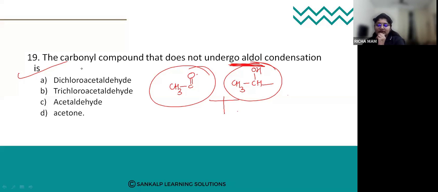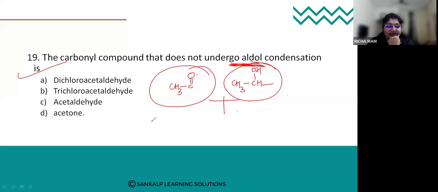For aldol condensation, there should be an alpha hydrogen, right? For the compound to undergo aldol condensation, they should have alpha hydrogen. Now the compound that does not undergo aldol condensation should not have the alpha hydrogen. So there should be absence of the alpha hydrogen.